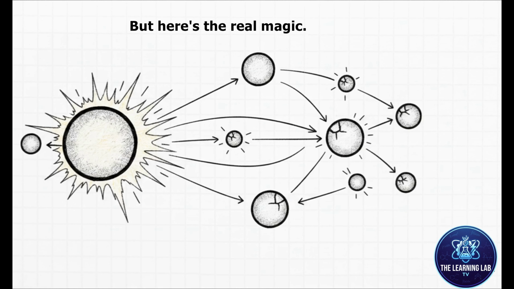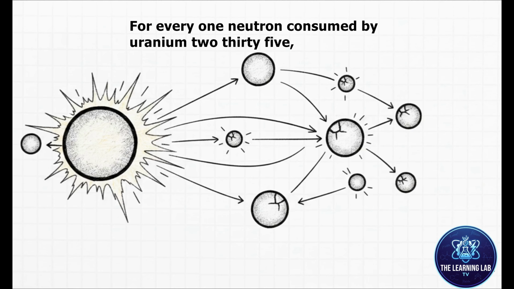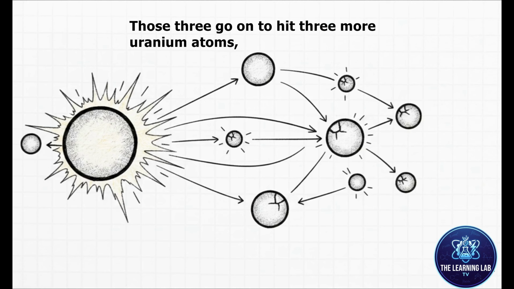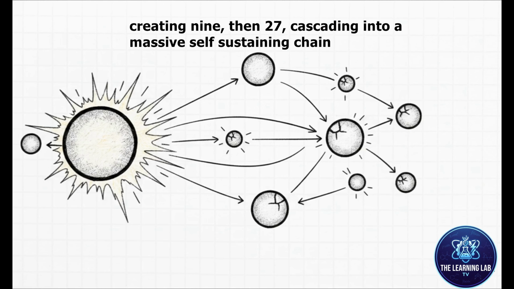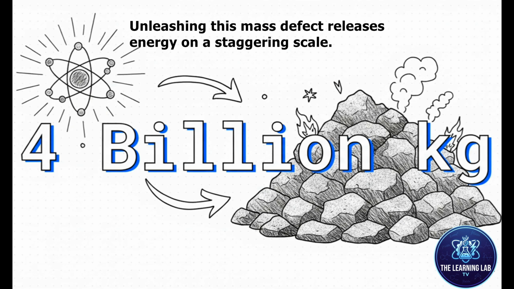But here's the real magic. Not only does it release a huge burst of energy, it also spits out extra neutrons. For every 1 neutron consumed by uranium-235, 3 more are produced. Those 3 go on to hit 3 more uranium atoms, creating 9, then 27, cascading into a massive, self-sustaining chain reaction. Unleashing this mass defect releases energy on a staggering scale.